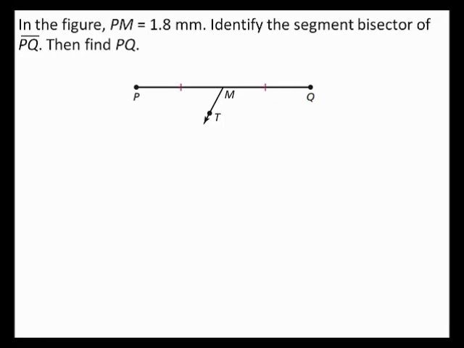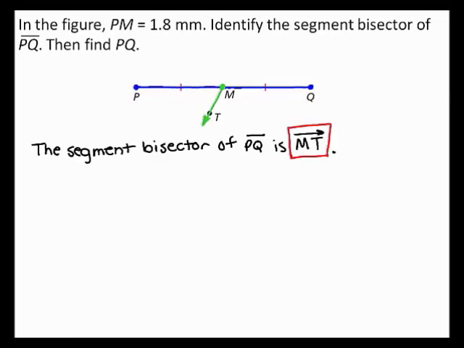From the diagram, you can see that segment PM and segment MQ are congruent. So, M is the midpoint of segment PQ, and the segment bisector of segment PQ is ray MT. Now, to find the length of segment PQ, you can use the segment addition postulate. Point M is between points P and Q.